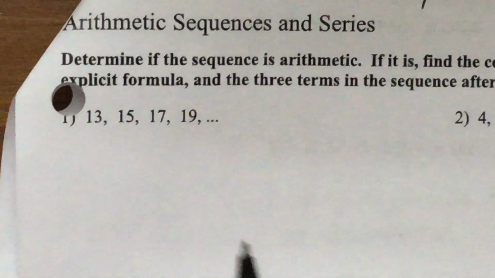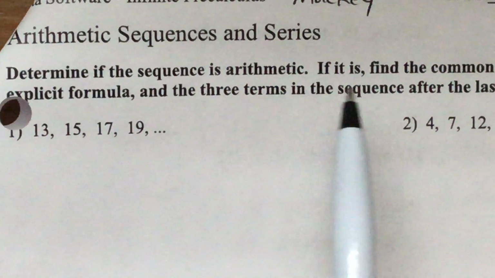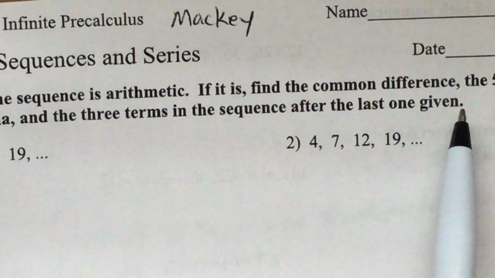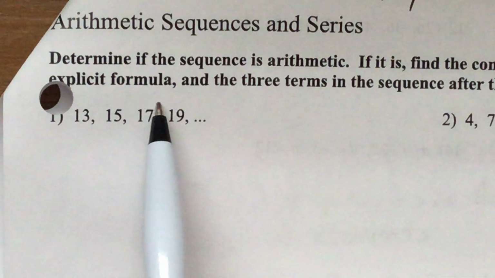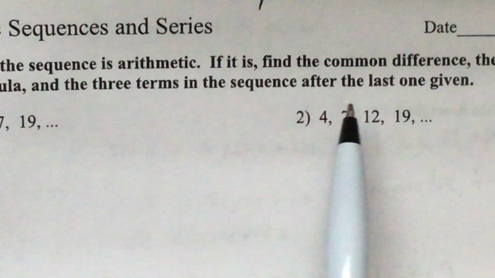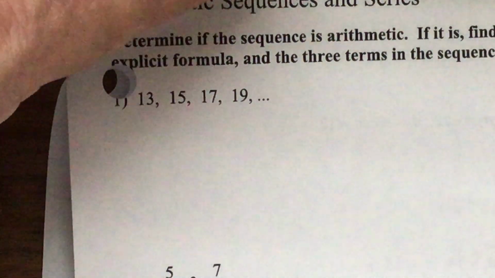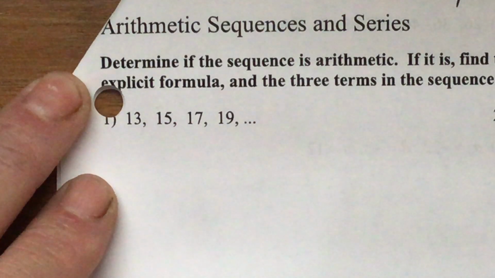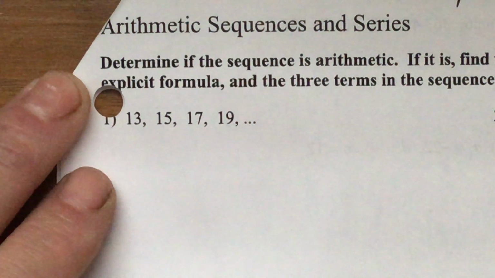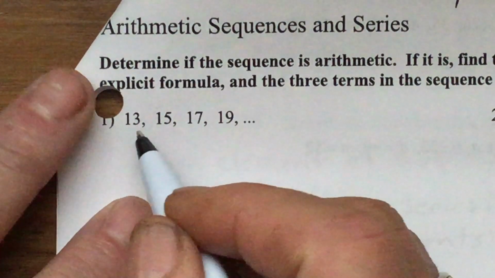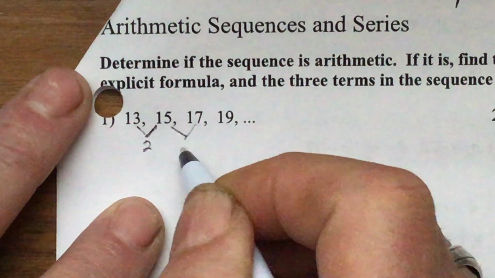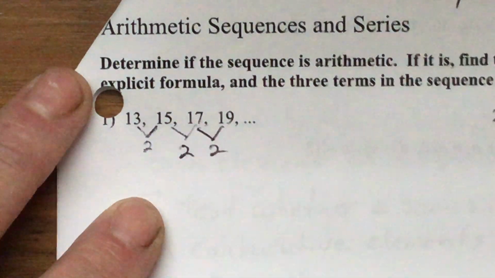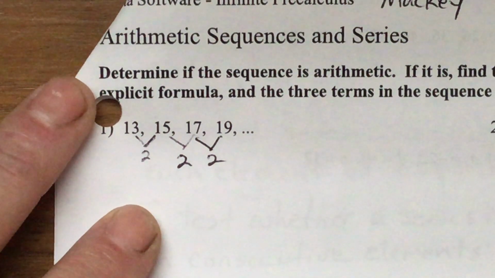Okay. Determine if the sequence is arithmetic. If it is, find the common difference, the 52nd term, the explicit formula, and the 3 terms in the sequence after the last one given. All right, so we'll start with number 1. Is it an arithmetic series? Going from 13 to 15, there's a difference of 2, 2, 2. Yes, it is.